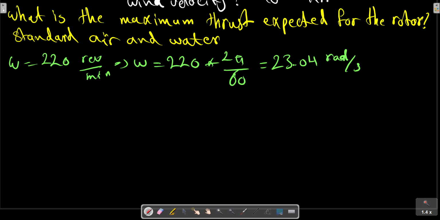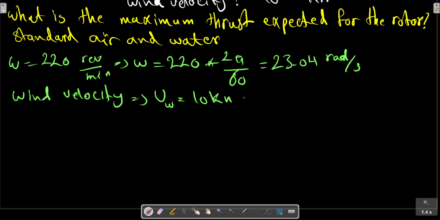The wind velocity is 10 knots. Wind velocity, or you can write 10 knots, which is 16.9 feet per second.